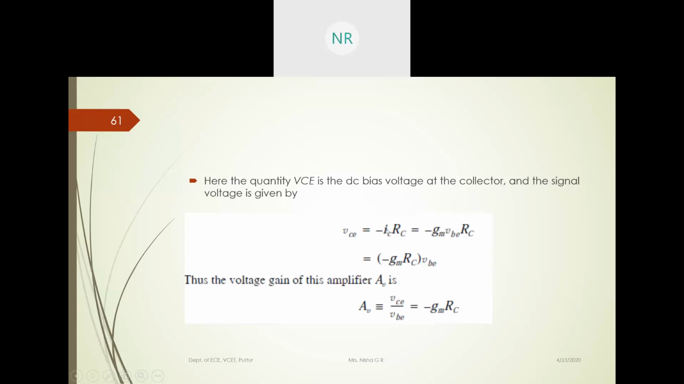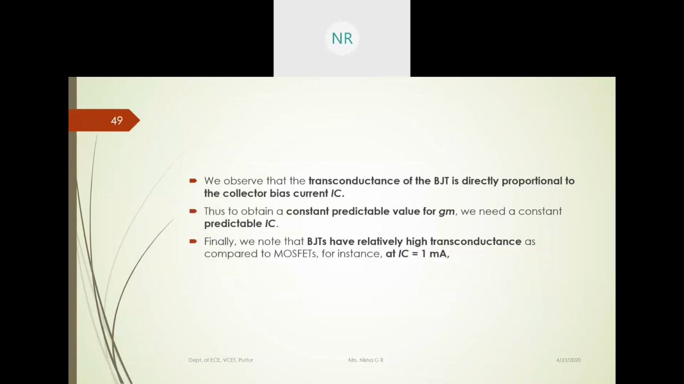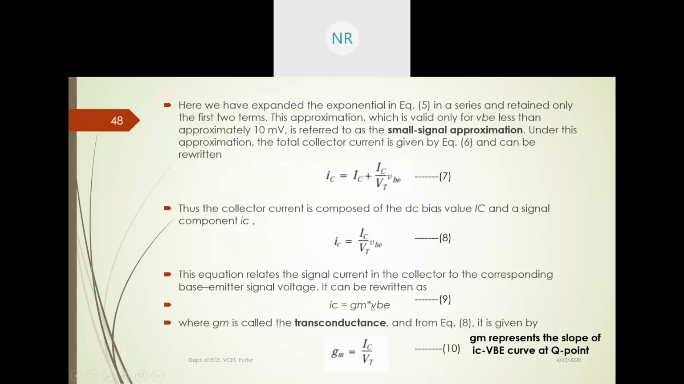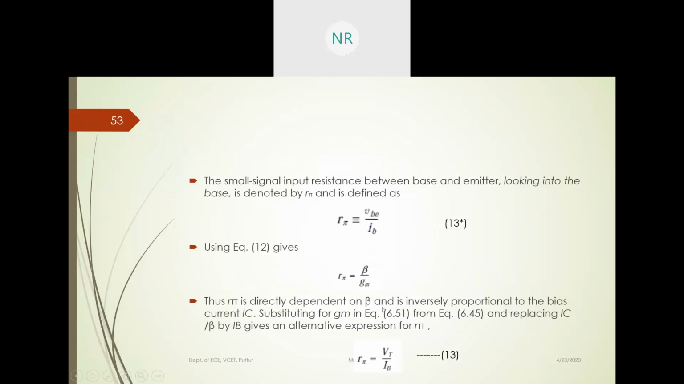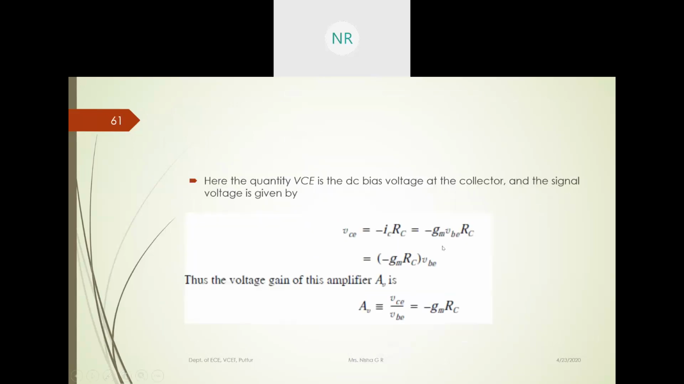So it is minus IC into RC, which is nothing but your signal voltage. So what is IC now? We know the collector current is GM into VBE, which they had substituted. Then minus GM into RC, together they have written into VBE. So vc is this much times greater than your VBE.